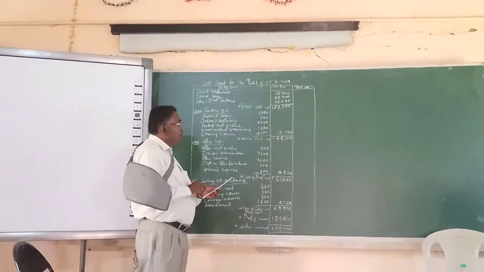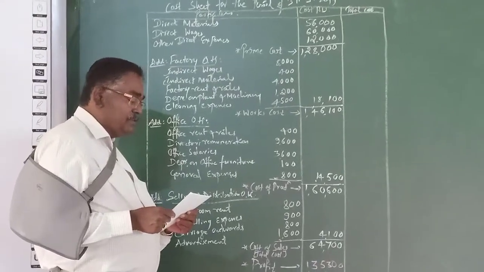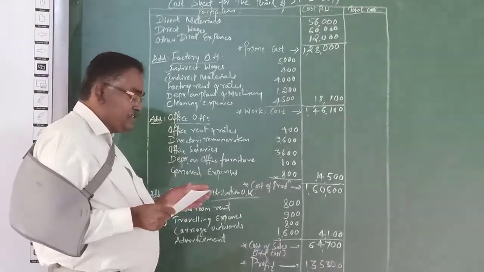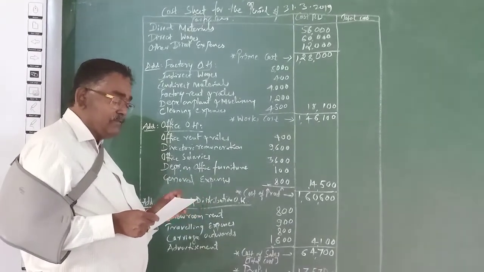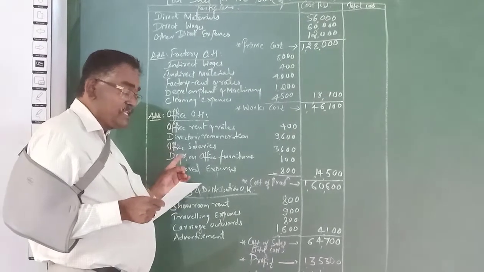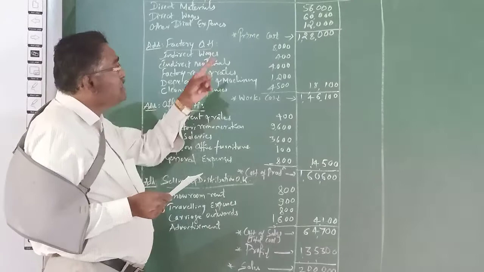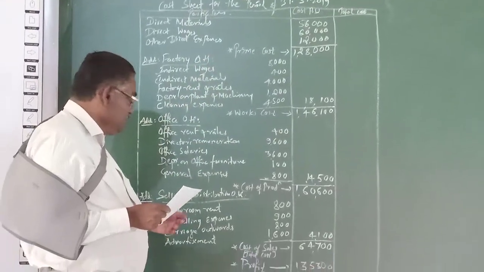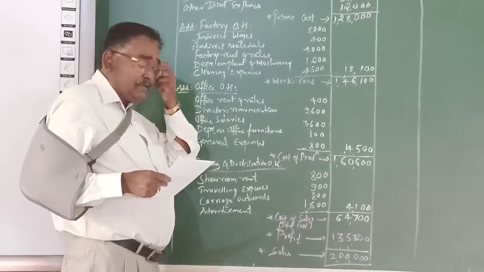The problems regarding preparation of cost. The main problem given in this case: the following figures are extracted from the books of Swastik Industries Limited for the year ending 31st March 2019. So the details are given in this case.